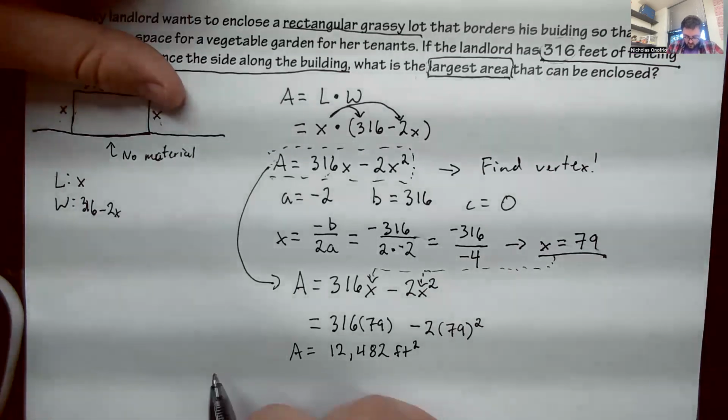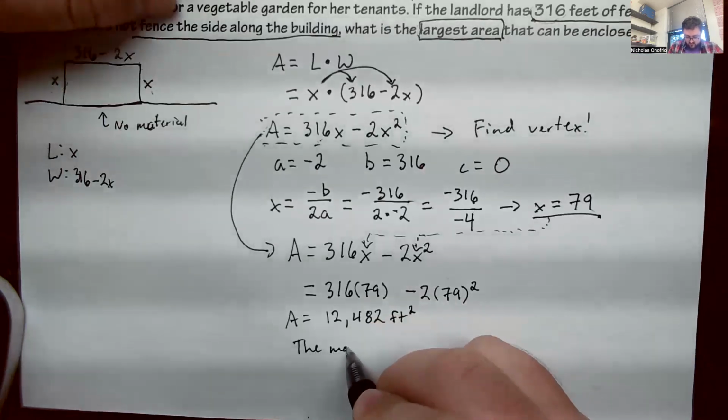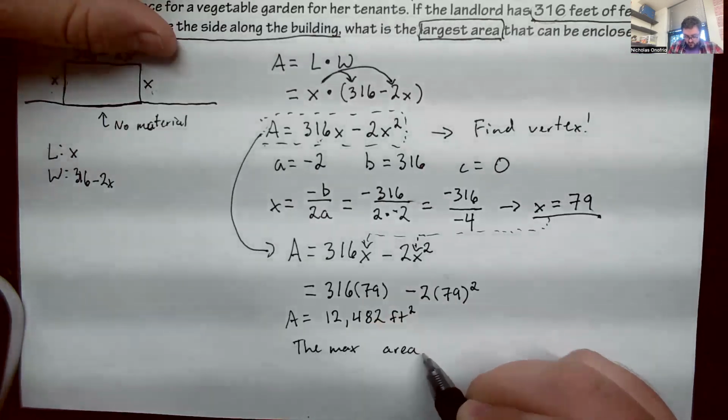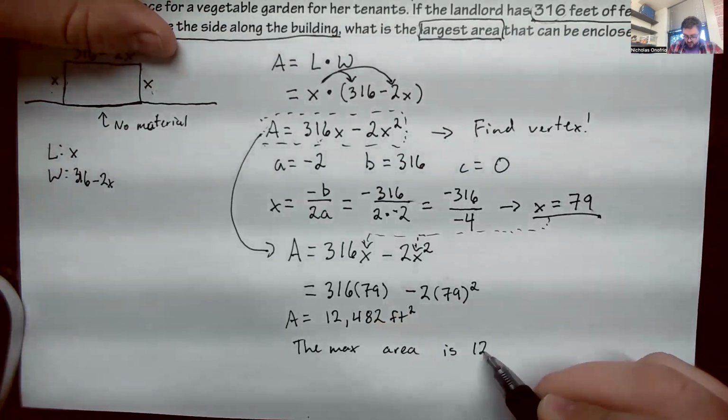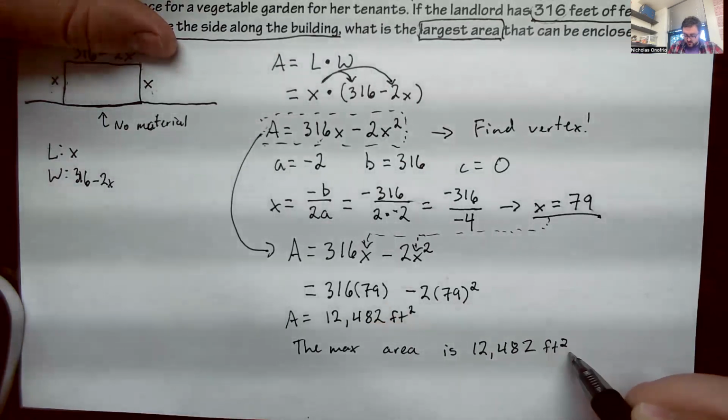Okay, so let's put our answer in a sentence. The max area is 12,482 feet squared.